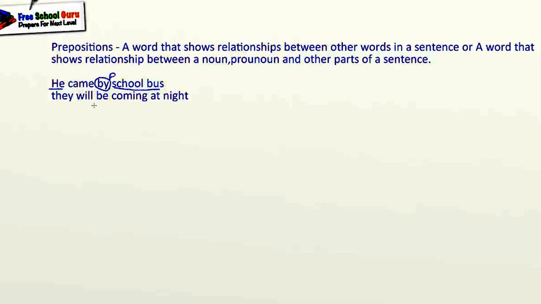Okay. Let's try to understand with the help of next example. They will be coming at night. So they, let's identify the noun or a pronoun. They is a pronoun. Will be coming at night. So what word is joining the sentence? At. At becomes your preposition. Okay, so there could be simple examples like to, by, at, right? These are all examples of preposition.